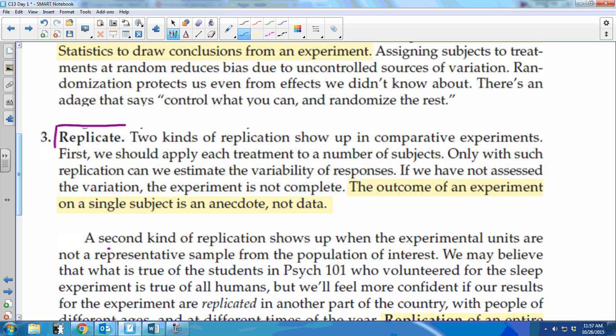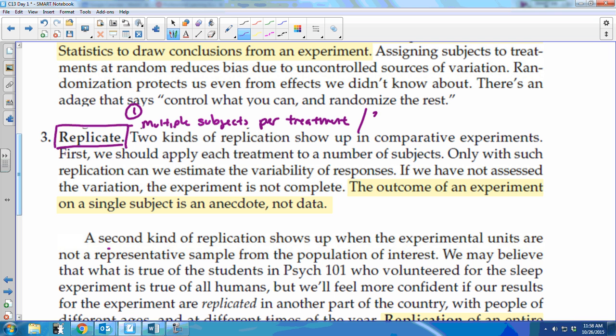We want to replicate the experiment in 2 ways. One way, we need to have multiple subjects or experimental units per treatment. I'm not going to do my diet and exercise example with 6 treatments and have 6 people. That's not going to cut it, right? So I need to have multiple people in each one of those treatment groups.